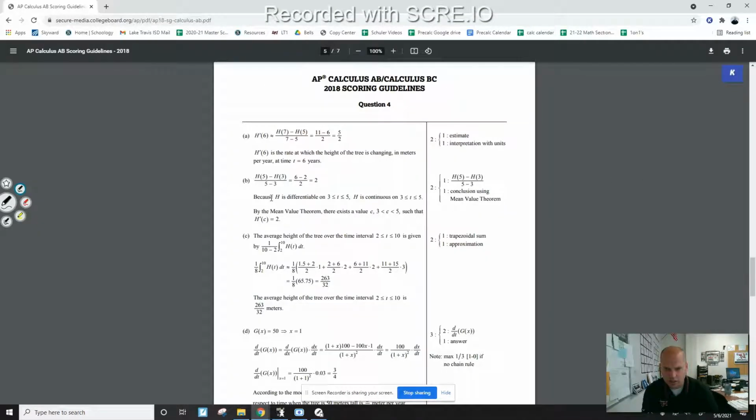Part B, you need to talk about the function being differentiable. You need to use the mean value theorem. You need to define the slope between 3 and 5 was 2. That was worth 1 point. And then reference the mean value theorem after talking about the function being differentiable.